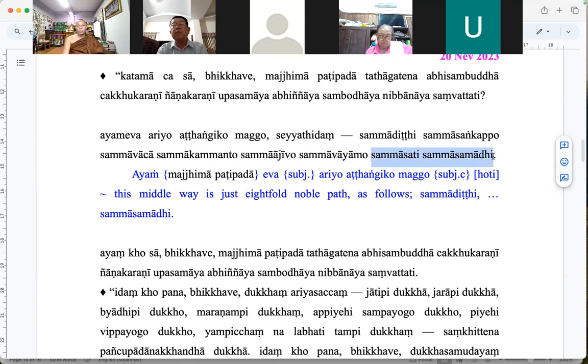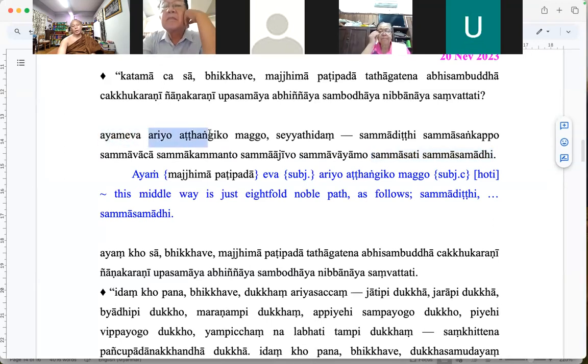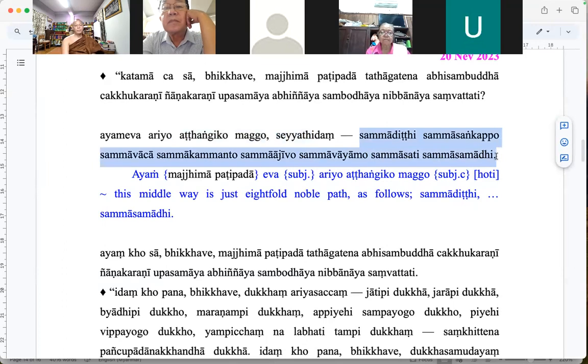Now just go back to the grammatical point. Ayaṃ is the subject, and ariyo atthangiko maggo is maybe the subject complement, or predicate also. When we focus on the point or theme, atthangiko is the theme. Eightfold is it. That is right. Seyyathidaṃ, as follows: now sammaditthi, samma sankappa, samma vaca, and samma samadhi are eight.